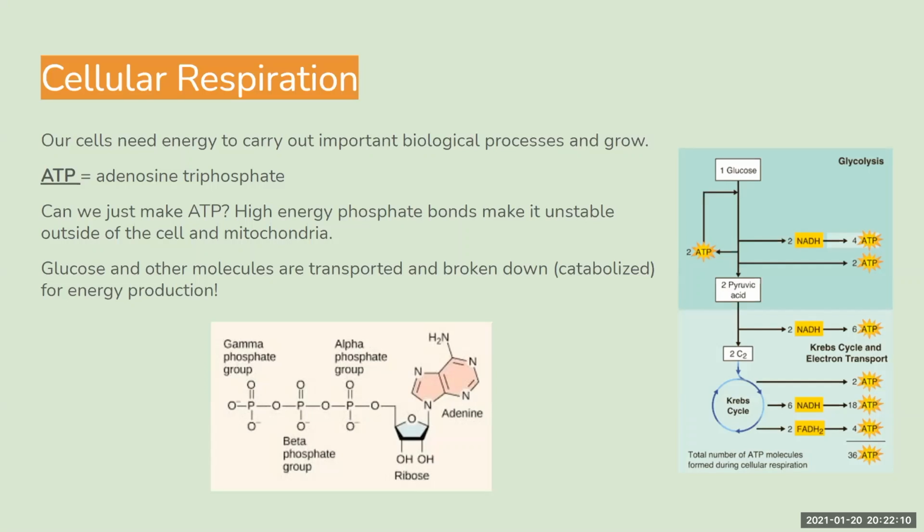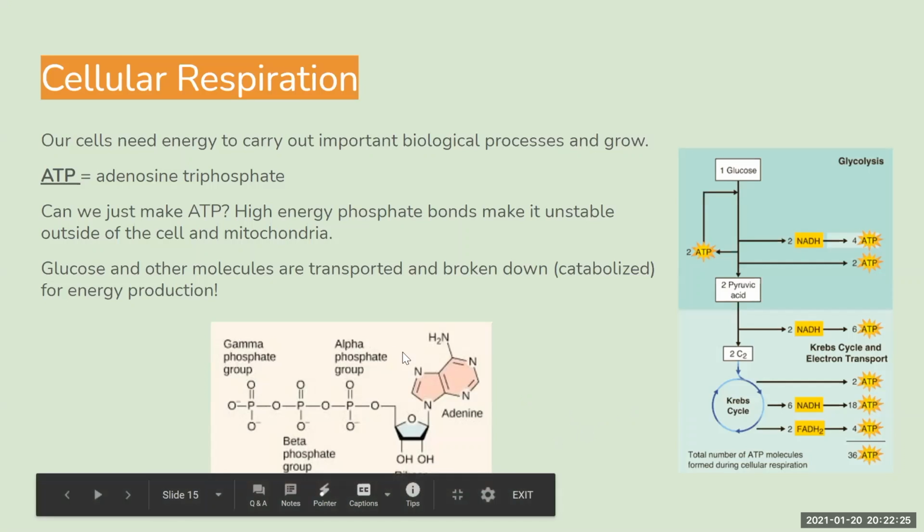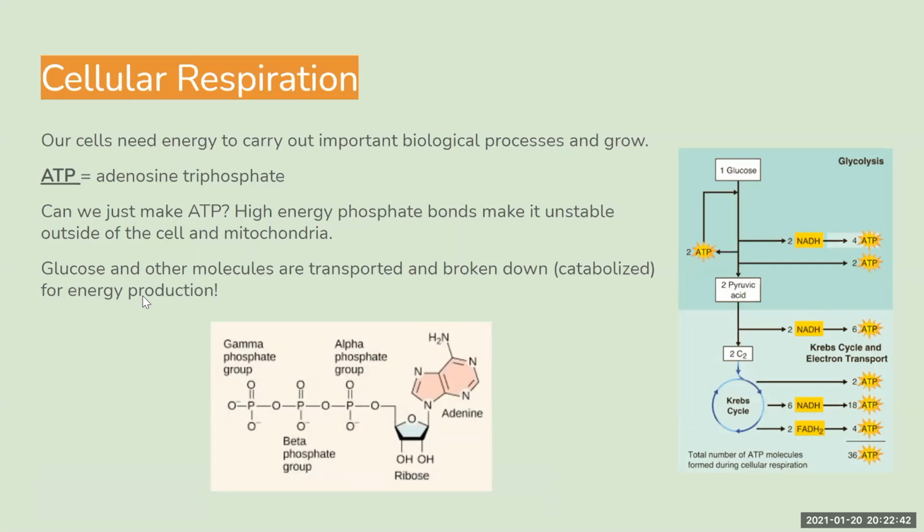So our cells need energy to carry out important biological processes and grow. We mainly get our energy in the form of ATP, which is adenosine triphosphate, and this is the structure of it right here. There are 3 phosphate groups and this adenosine molecule, attached through a phosphodiester bond. The reason we can't just make ATP and have it floating around in our cells is because it's high energy and pretty unstable, so it's typically inside the cell and stays inside the mitochondria.